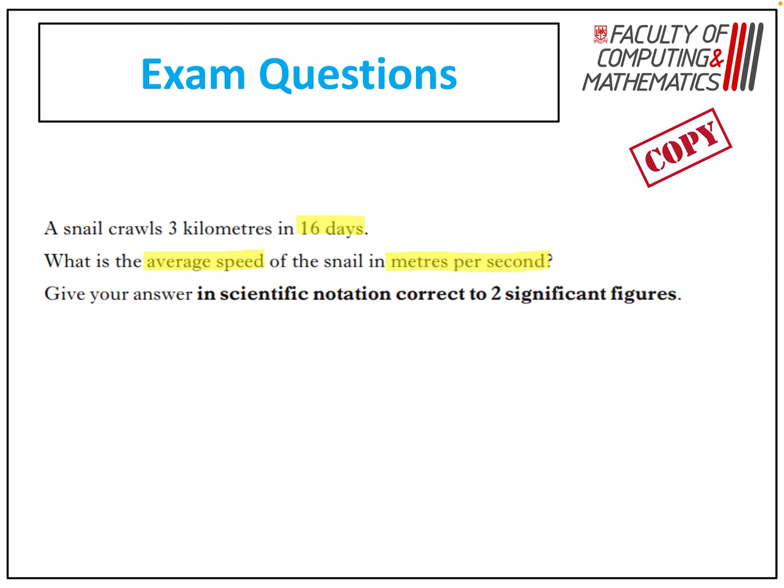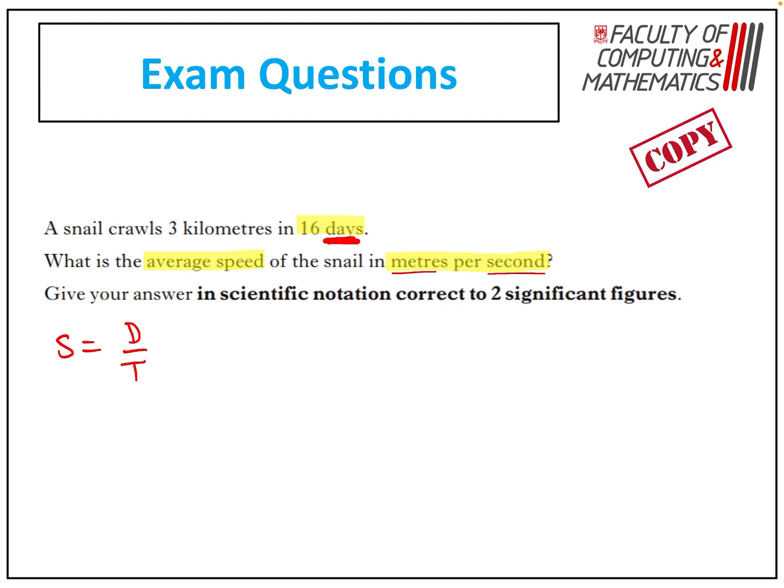So I've highlighted the key information here. This is 16 days, but our answer is actually going to be in metres per second. So we are going to have a little bit more work to do here than we might initially think. This also says metres, but we're talking about kilometres. So if a snail can crawl 3 kilometres in 16 days, and we're trying to work out the speed, you need to be able to recall your old formula of speed equals distance over time.